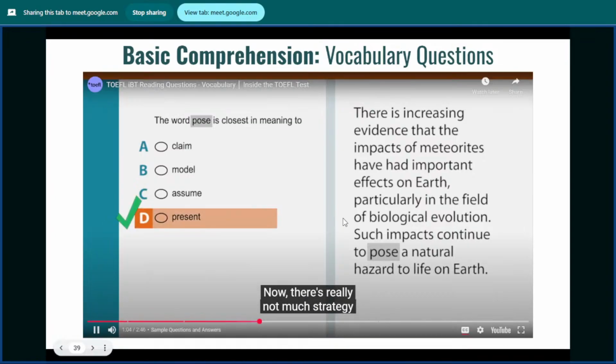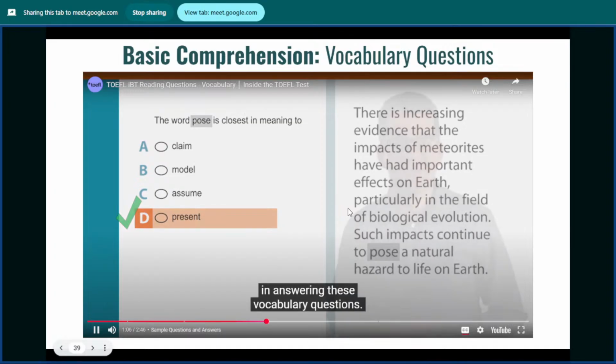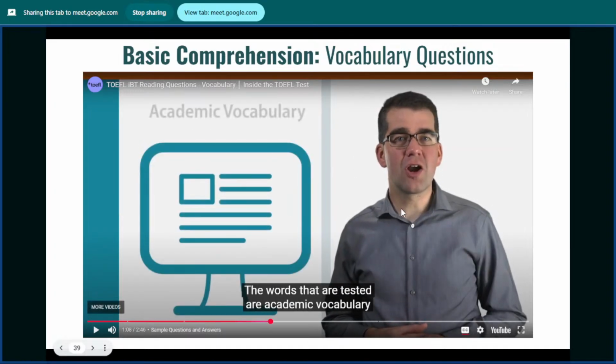Now, there's really not much strategy in answering these vocabulary questions. The words that are tested are D was the correct response.